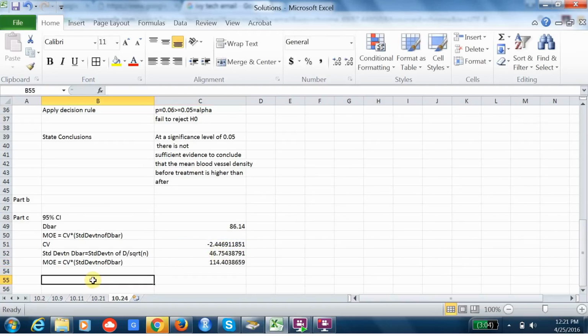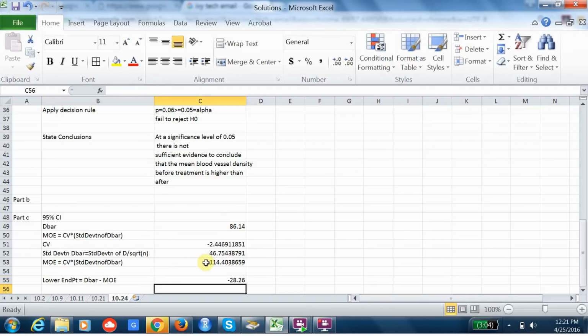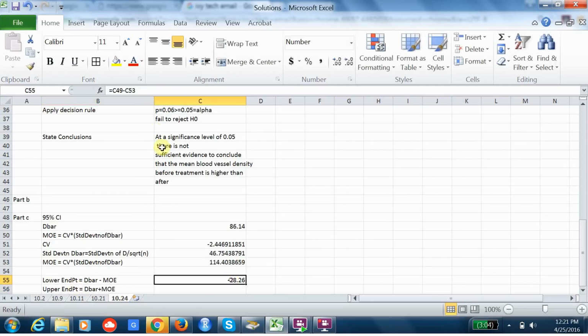And we're done. We know that the lower endpoint is just going to be equal to d bar minus the margin of error. Okay, so this is going to be equal to this minus this. And the upper endpoint is going to be just d bar plus the margin of error. And I'm just going to cut and paste and hit enter and go down here and change this to positive.